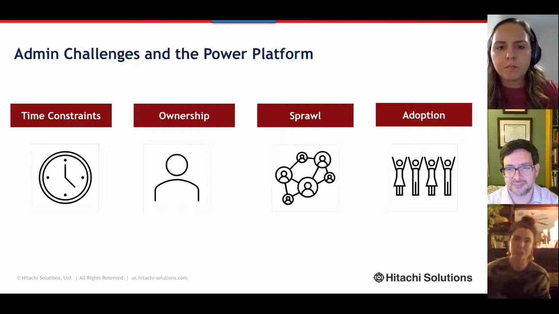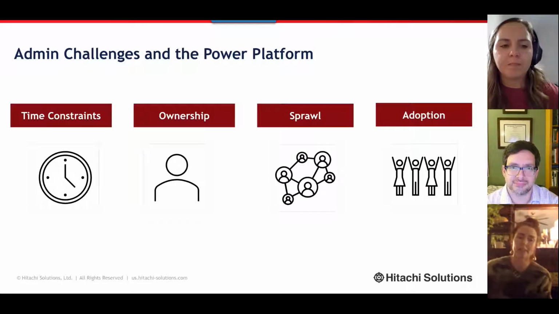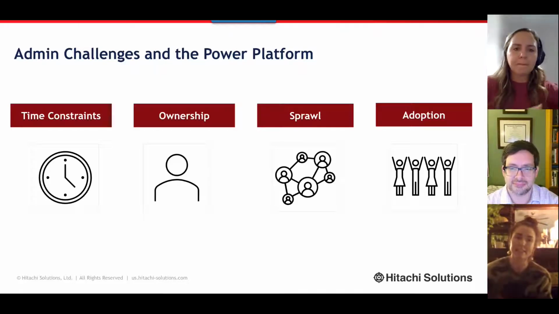On top of that, ownership. Who is going to have to own this entire new platform? It's not like we're implementing QuickBooks at an accountancy firm and Bob in the corner is going to take ownership of it. The Power Platform really is a whole organization solution. So it's very important that we think through who is actually going to own the platform. IT are certainly going to want to push back on this.